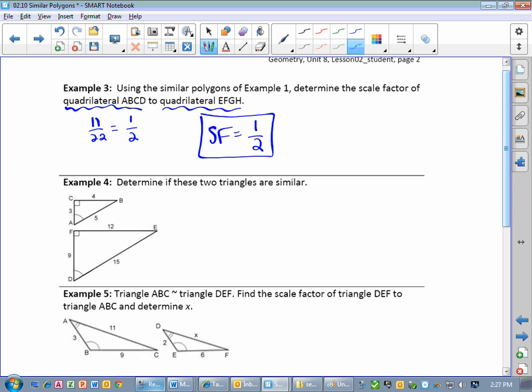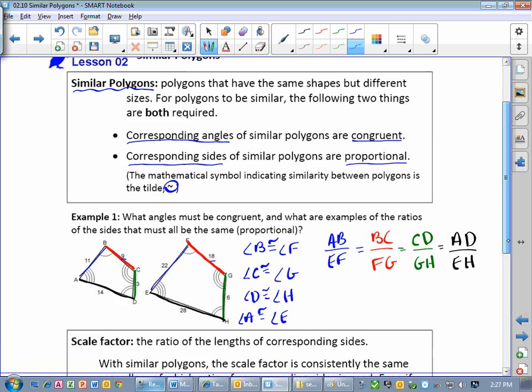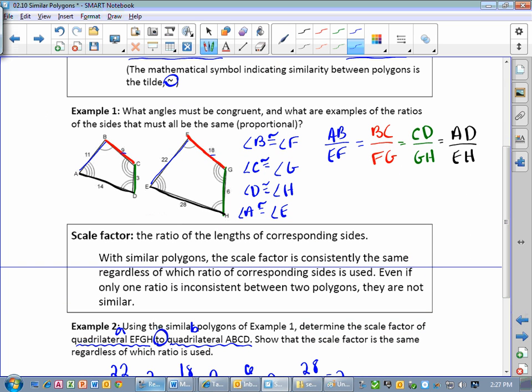Did I have to use 11 over 22? What else could I have used? 9 over 18. What would 9 over 18 give us? Half. 3 over 6? 14 over 28? Okay, so it doesn't matter which one you use.